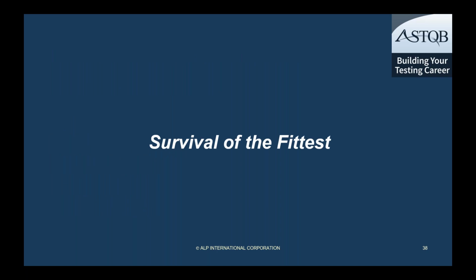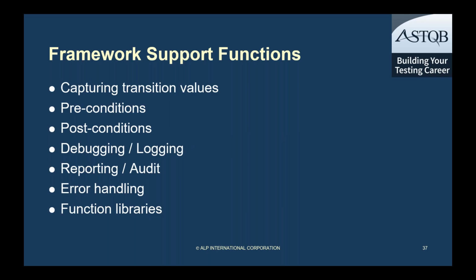So, survival of the fittest. How do we actually survive in the world of automated frameworks? What do we need to do to be successful? So, the first thing is that we need to make sure that we capture transition values. That's really important to be able to do that connectivity from one script to another. If you're doing end of day cycle, end of month cycle, anything where one test provides the input to the following test, that's very, very important.